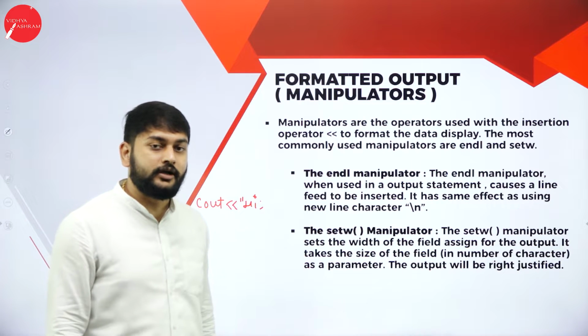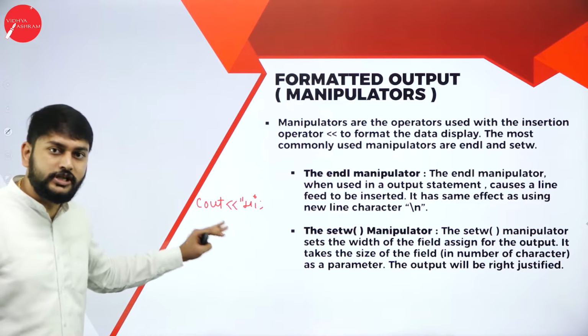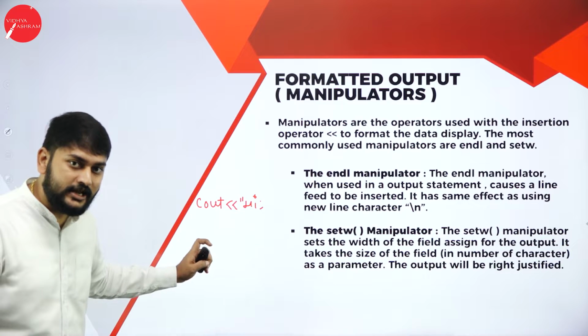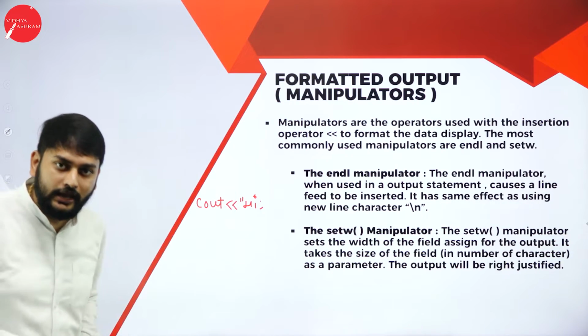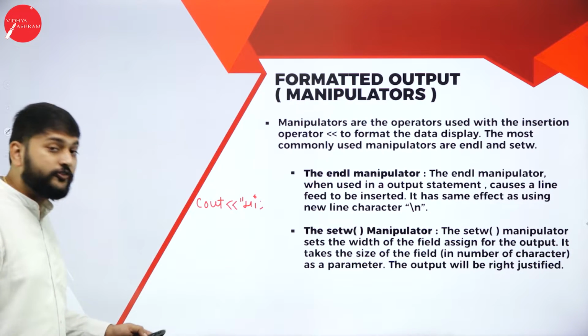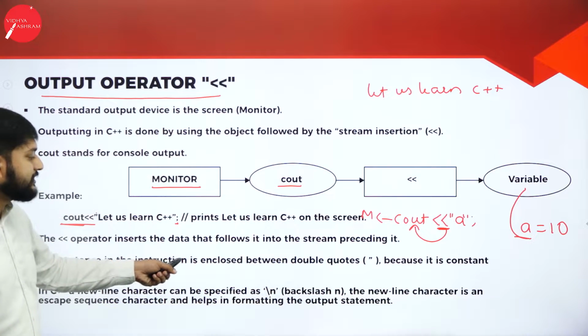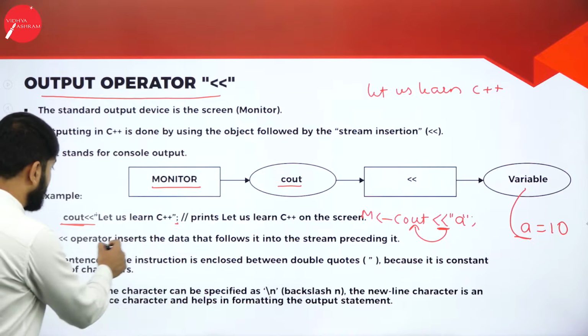I want to print one more output statement. Should I use one more Cout statement? Please understand my question. If I print this, it will be printed in one line, high. Before that, let me explain this. The sentence in this instruction is enclosed between the double quotes because it is a constant, which we have already discussed.